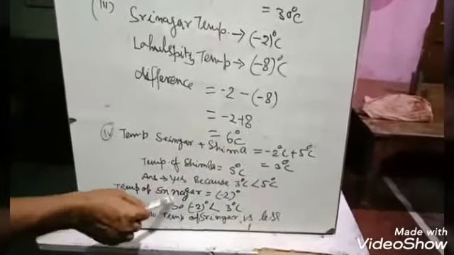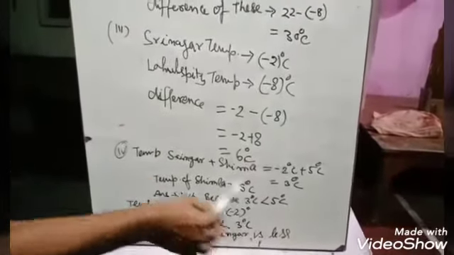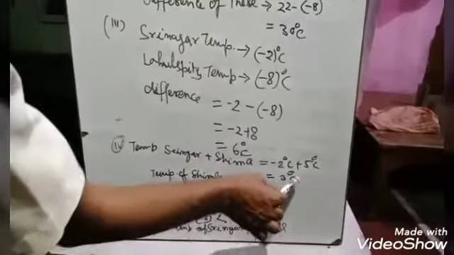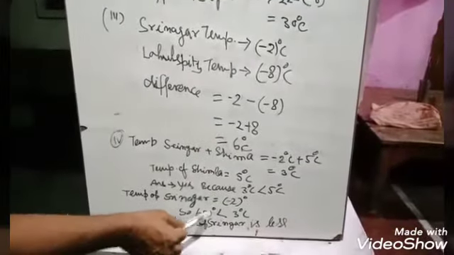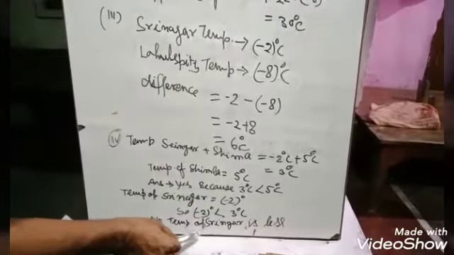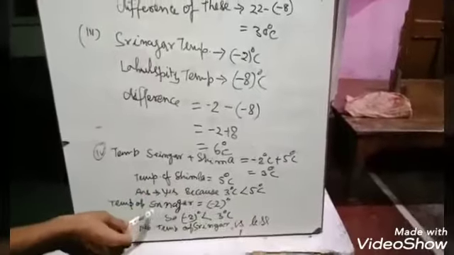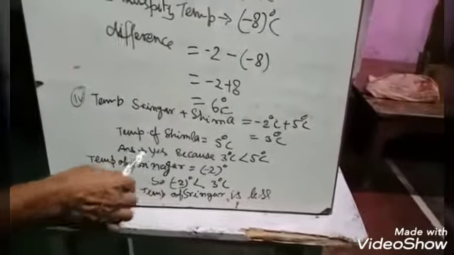Now temperature of Srinagar. Temperature of Srinagar is minus 2 degrees centigrade and taken together it is 3 degrees centigrade. So minus 2 degrees centigrade is less than 3 degrees centigrade. So no, the temperature of Srinagar is less.